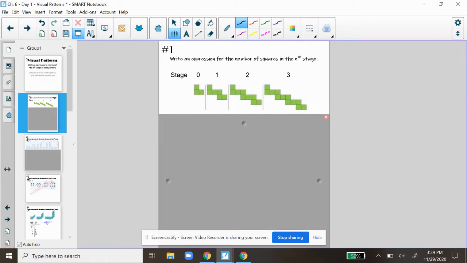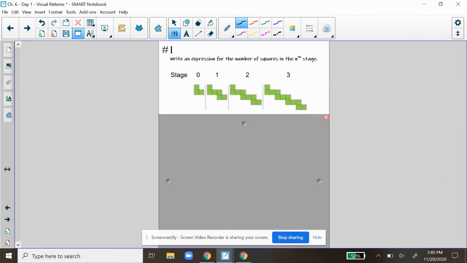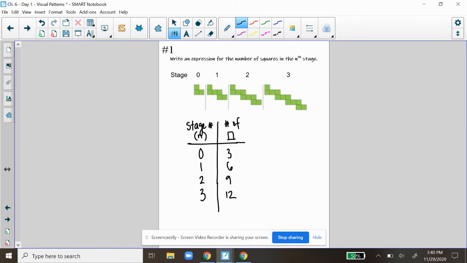Here we have a bunch of green squares. You can see based on the stage, the number of green squares is growing. And we need to figure out how many squares would be in the nth stage. So I want to write an expression using n to represent the stage number. One of the ways that you can start to organize your work is by using a T-chart or a table, which is what I've gone ahead and done here.